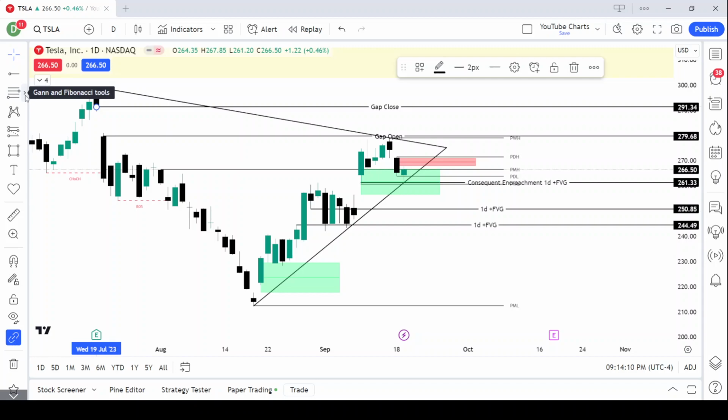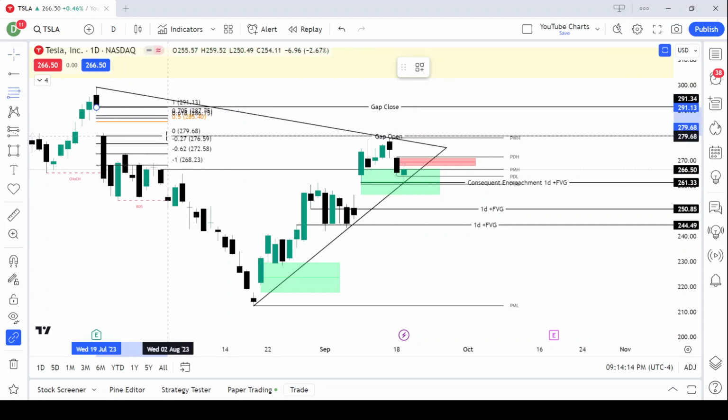So I'm going to use my Fibonacci tool. Okay, and I'm going to grab this high. I'm going to grab this low. I'm going to look right here. I have it labeled in gold as the 50%. Okay, and I'm going to mark off that.